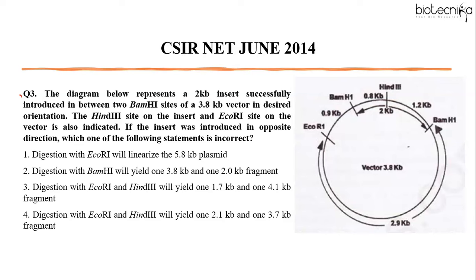In this question, a diagram is given which represents a 2 kb insert. So this is the 2 kb insert, successfully introduced in between 2 BamHI sites as shown in the figure. So 2 BamHI sites of a 3.8 kb vector in desired orientation. The HindIII site on the insert and EcoRI site on the vector is also indicated. So this is the HindIII site on the insert and EcoRI site on the vector.